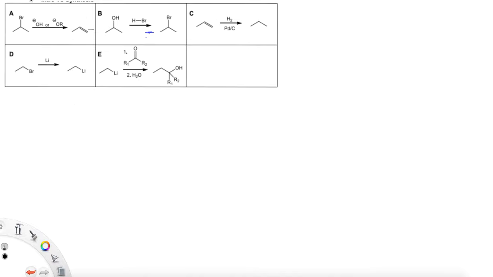Next we have box D. In box D, we notice that our lithium is our product. When we put Li on the arrow, we go back to a bromine, and that's it. Carbon chains stay the same. Nothing crazy going on here.